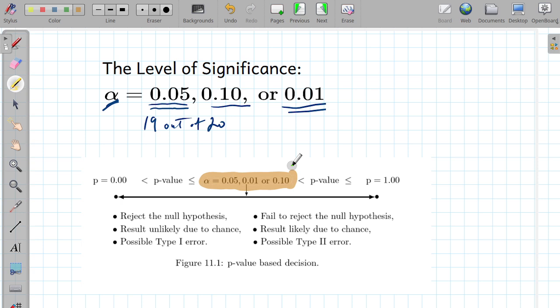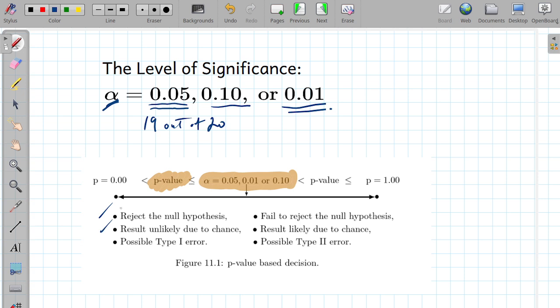Now, if the p-value, this guy right here, is less than or equal to what you set alpha to, there's a number of conclusions that we can make. The most important one is that we now have evidence to reject the null hypothesis. That's this one. Now what does that mean? Well, it means the result we measured is unlikely due to chance.